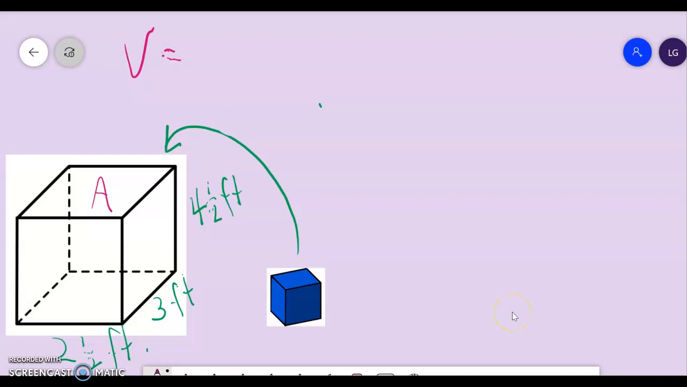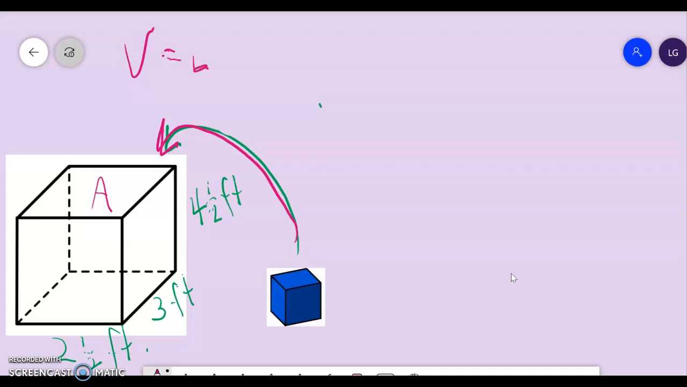Okay, we're going to calculate volume using the packing cubes method, which is basically what you had on your project that you had to turn in. If you aren't there yet, you'll soon get there. Basically what we're going to do is find out how many of these small cubes fit into the bigger cube A. So we're going to look first at what is the formula for volume.